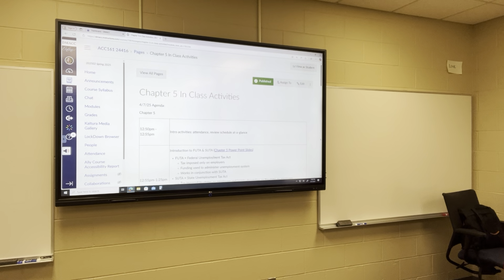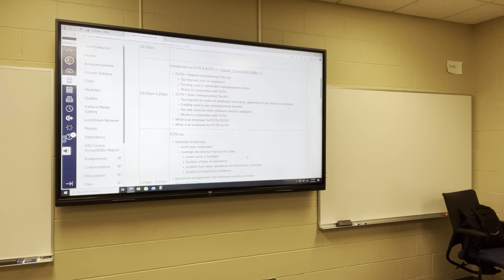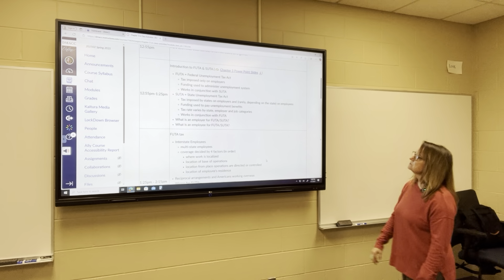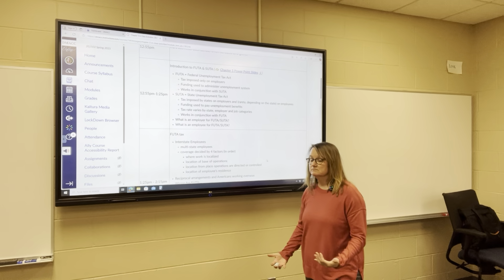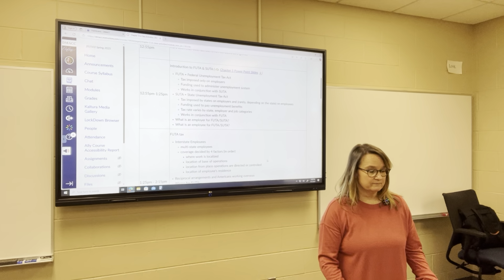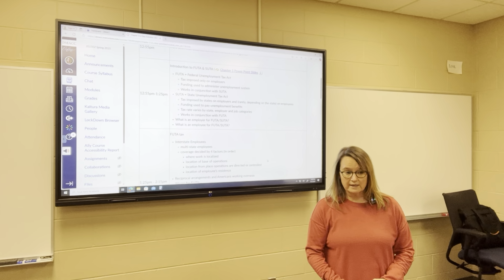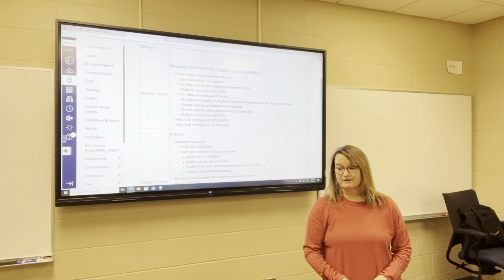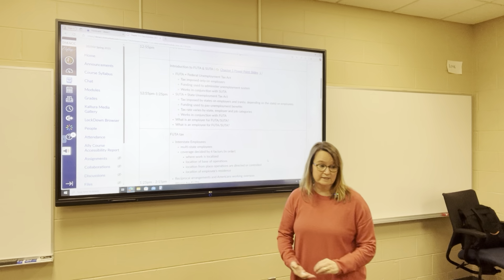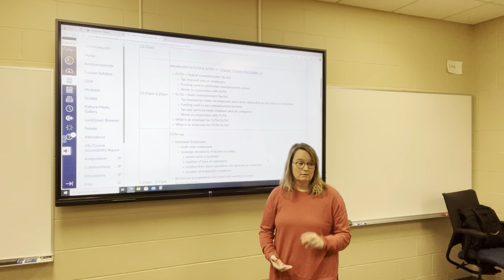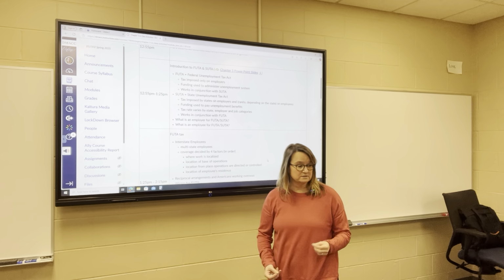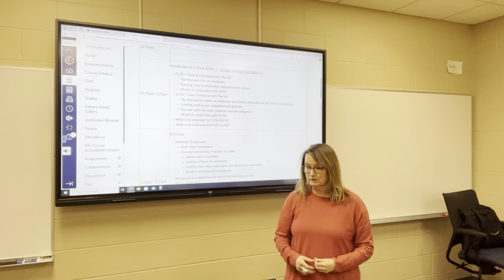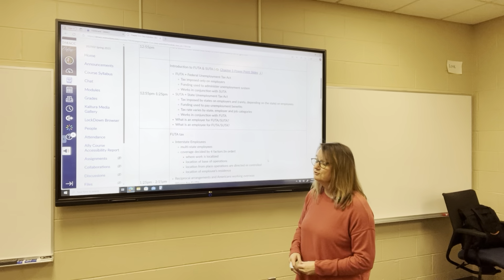So today, we're going to talk about 2 different unemployment taxes. There's something called FUTA, there's something called SUTA. Those are acronyms, obviously. FUTA is federal unemployment tax, SUTA is state unemployment tax. Both of these taxes are paid by the employer. FUTA is exclusively paid by the employer.